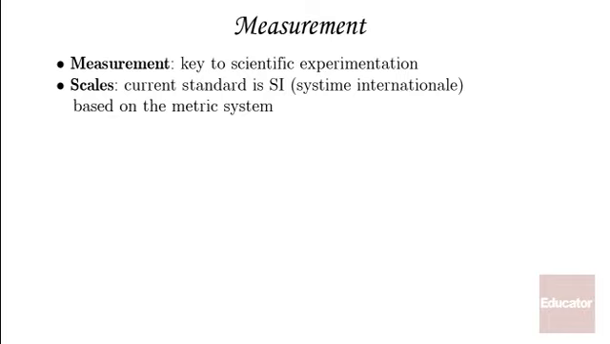Now, the current standard for all scientific measurements is called the Système International, that's a French term, the SI in other words, and this is adopted by all scientists in every country. All scientists subscribe to the SI. The SI is based on an older system, the metric system, which has an interesting history of its own.